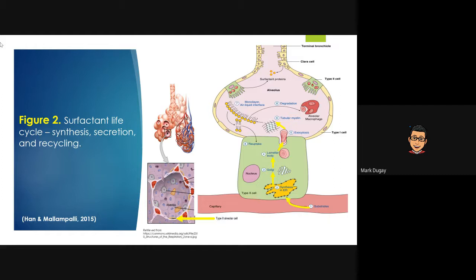The tubular myelin is transported to the air-liquid interface to form a monolayer of surfactant film. These phospholipids are either internalized and degraded by macrophages or recycled by the type II cells for reuse. The surfactant proteins SP-A, SP-B, and SP-D are also synthesized in club cells in terminal bronchioles. So this is the surfactant life cycle.